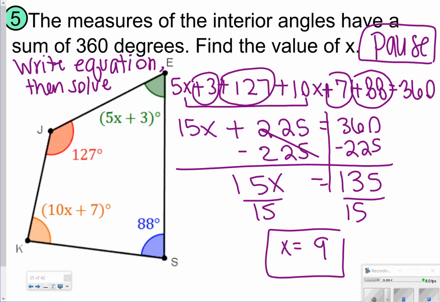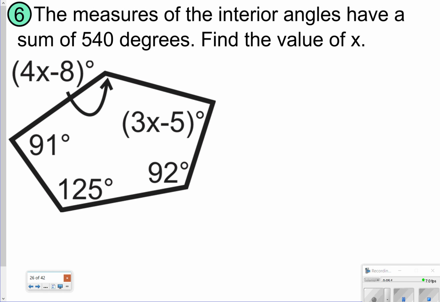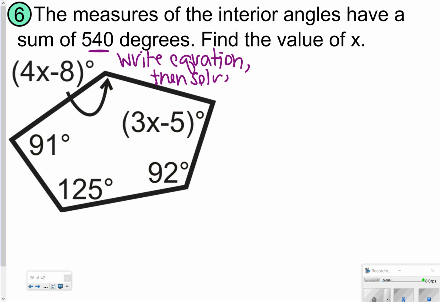Okay. Got one more for you to try, and it's similar, but instead now the sum of the measured angles is 540 degrees. So again, remember to write an equation first and then solve it. Go ahead and take time now to pause the video so you can try it on your own, and then once you're done, click play to check your work.